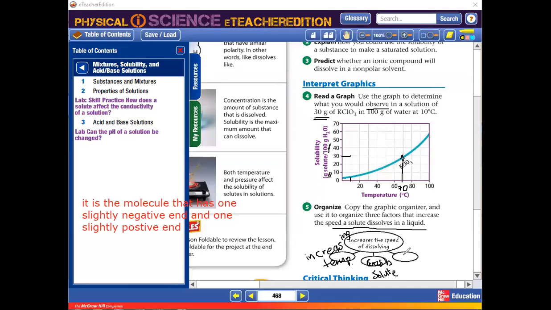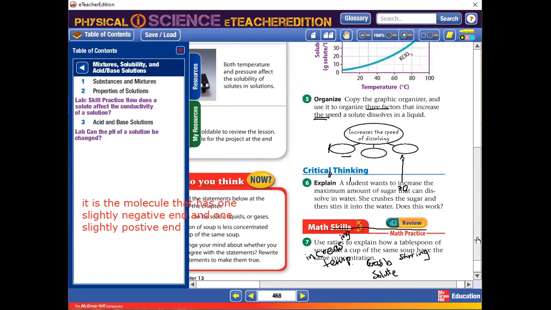What else? One important. Yes, Hannah. Stirring. Good, so just stir it. All these are factors that could speed up the dissolving process. Thank you guys for your good answers. Let's pass to the next question.